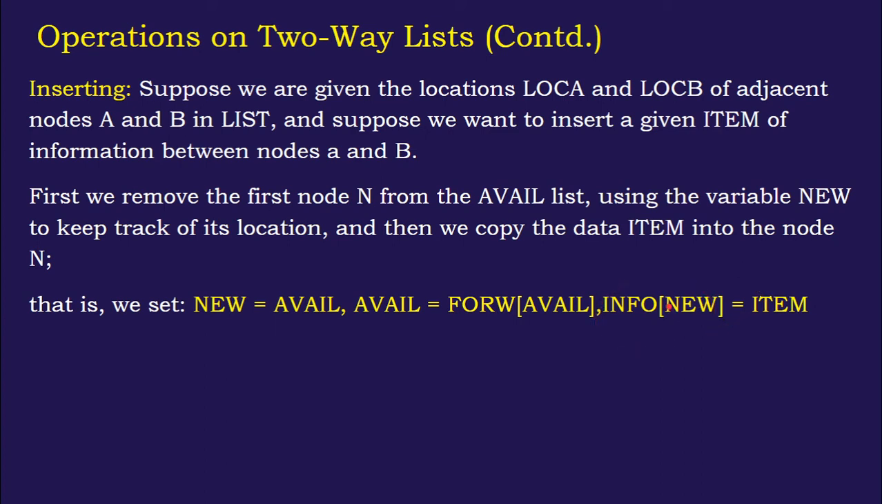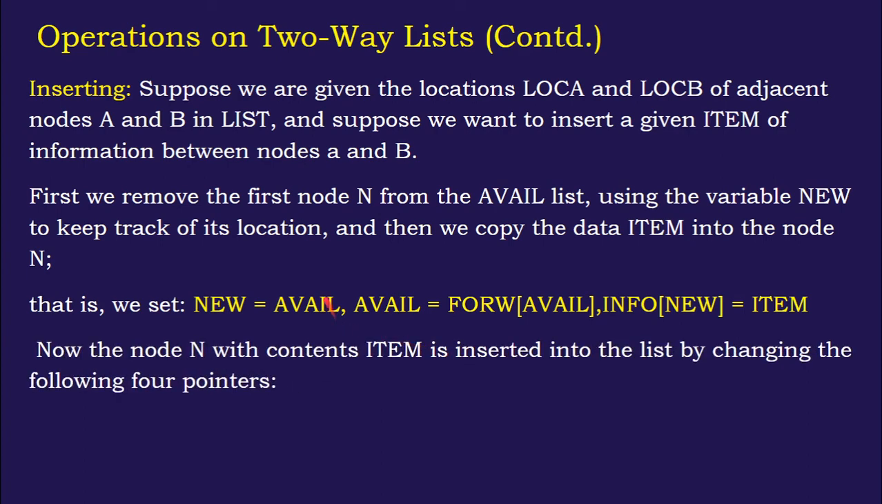So to the new data we are going to push the value which is got from the item, and the forward pointer of avail is pushed to the forward of avail. That means we are just progressing the pointer to the next location. So this is how the avail is removed from the avail list and it is attached with the new data.